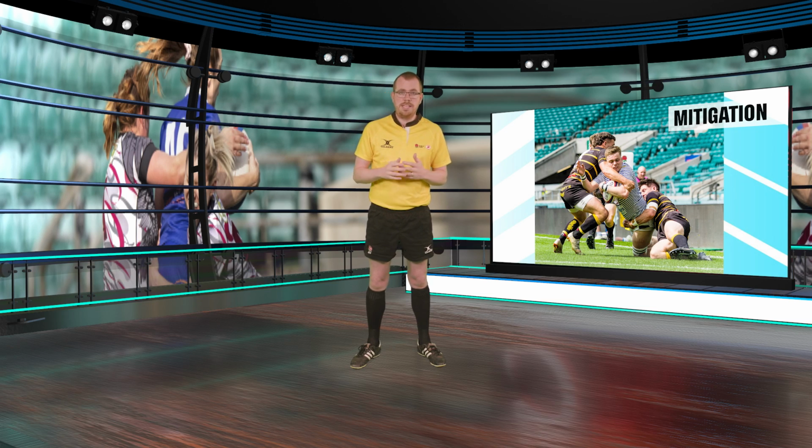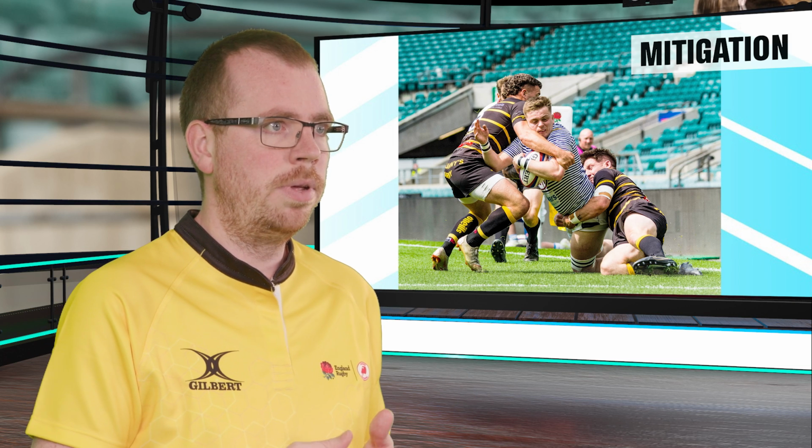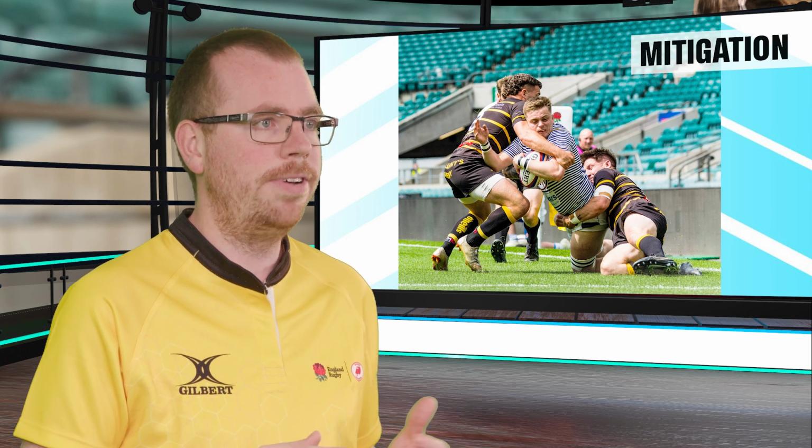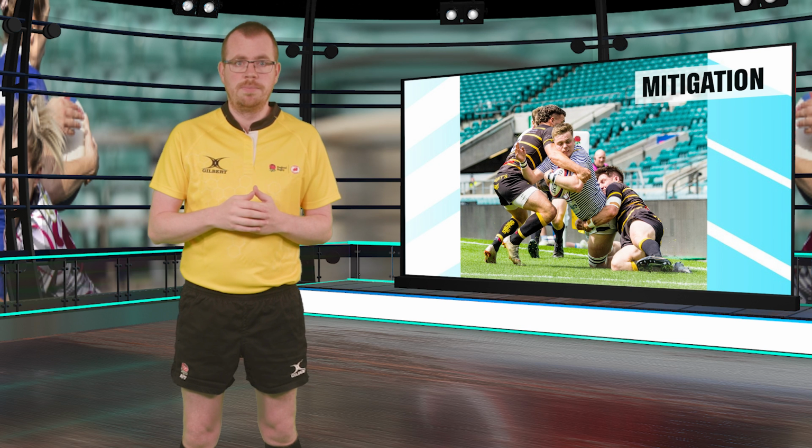Mitigation applies context to facts that we've collected so far in the process. So was the direct head contact because of a change in height from the ball carrier? If so, the change in height is the mitigation, and we can use this to reduce our on-field sanction. Mitigation comes in a number of forms.